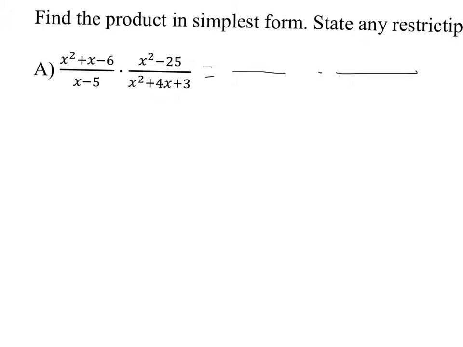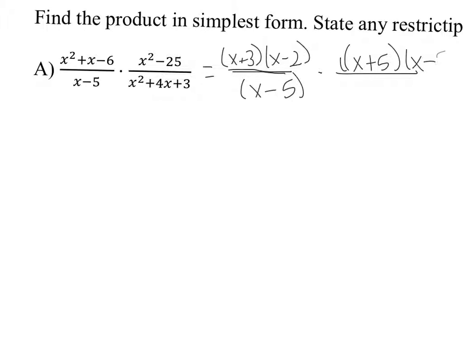Multiply to get negative 6, add to get a positive 1, would be x plus 3, x minus 2. I have nothing with my x minus 5 here. Multiply to get negative 25, add to get 0, x plus 5, x minus 5. And on bottom, two numbers that multiply to get 3 and add together to get 4, x plus 3, x plus 1. Before I do anything else, I want to look at the bottom of my fraction right here.